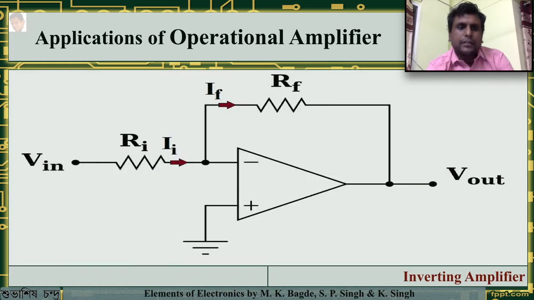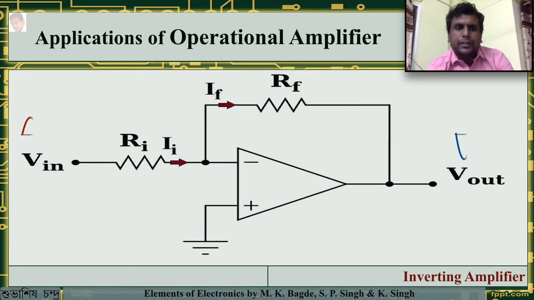First is the inverting amplifier, in which the input V in is provided to the inverting terminal of the op amp. The inverting terminal is denoted by the minus sign, whereas the non-inverting terminal, which is grounded, is denoted by the plus sign. The input is fed through an input resistor Ri, and the input current is given as Ii. The output is given as Vout, and the feedback circuit is of a resistor Rf. The current through the feedback resistor is If.